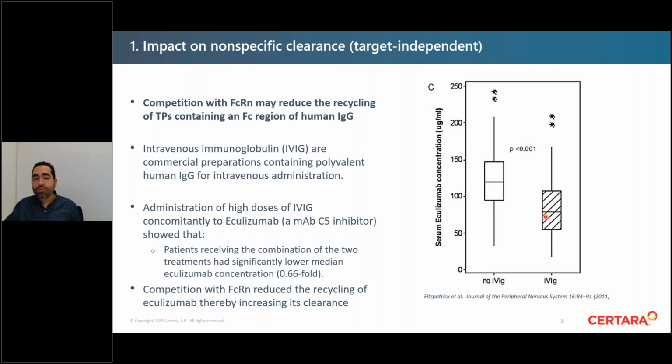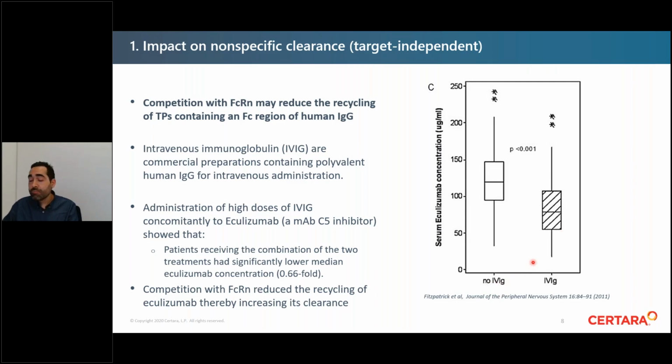IVIG are commercial preparations of polyvalent human IgG. They are used at a very high dose in the treatment of some diseases. And if there is a concomitant treatment with other drugs, we may see some interactions. This was described, for example, for eculizumab, which is a monoclonal antibody targeting the complement C5 element. You can see in this example that the combination of eculizumab with IVIG resulted in a significant decrease of the exposure to eculizumab in comparison to treatment without IVIG.